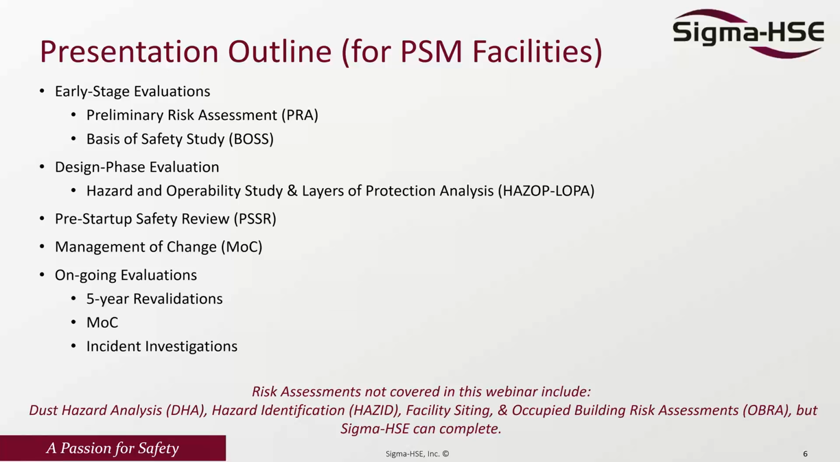This presentation will outline risk assessments during each stage of a process in a PSM facility. We will go from early stage evaluations to design phase evaluations, and then a pre-commissioning, pre-startup safety review. After the process or unit operation is started up, we will go through what is required for management of change, 5-year revalidations, and incident investigations. What this presentation will not cover are dust hazard analysis, HAZOPs, facility siting or occupied building risk assessments, but Sigma can complete these if it is needed at your facility.